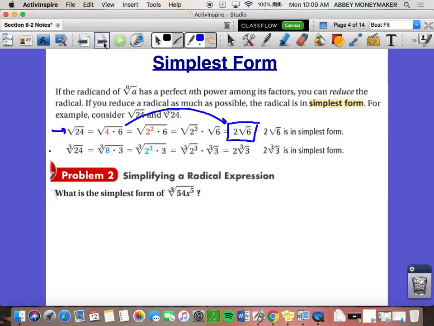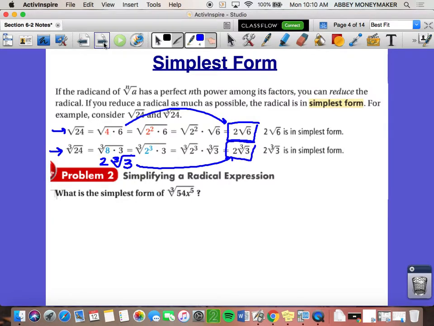Now we do the same thing for the cube root of 24. Except instead of looking for the perfect square factor that goes in, we're looking for the perfect cube factor that goes into 24. So the perfect cube factor that goes into 24 is 8. So we would say the cube root of 8 times the cube root of 3. And we know the cube root of 8 is 2. So that goes to 2 times the cube root of 3, which is what we got right here.